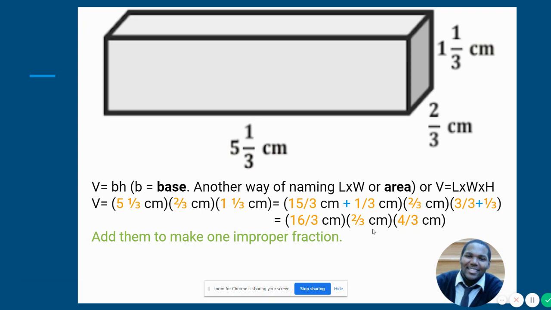All right. So 2/3 centimeters, we didn't add anything to that. So it remained 2/3 centimeters times what? 3/3 plus 1/3 equals 4/3 centimeters. All right.